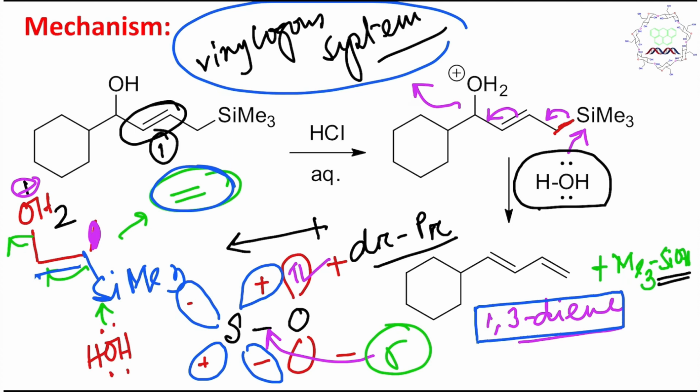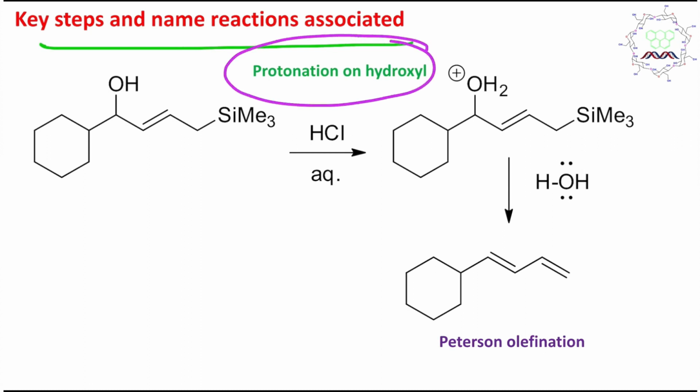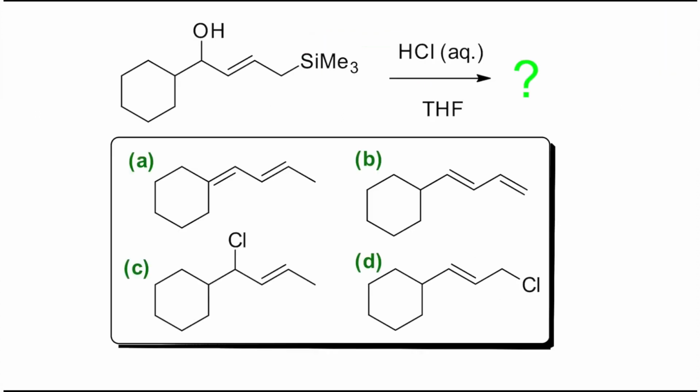I've already discussed that. Now, the key steps and the name reactions associated with this process are: the first one is protonation on hydroxyl, simply an acid-base reaction, and we know that acid-base reactions are the fastest reactions. And in the second step, Peterson olefination, or more specifically the vinylogous system. So in this way this product is produced. So what is the answer? The answer is obviously option B.